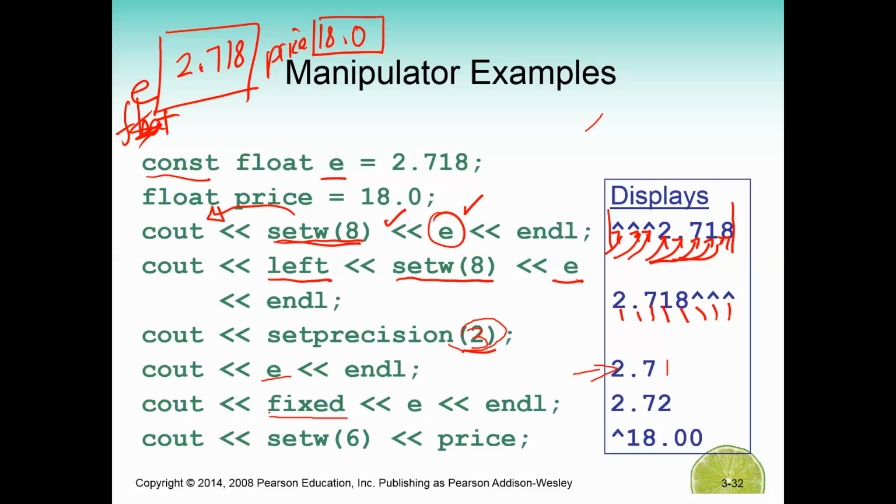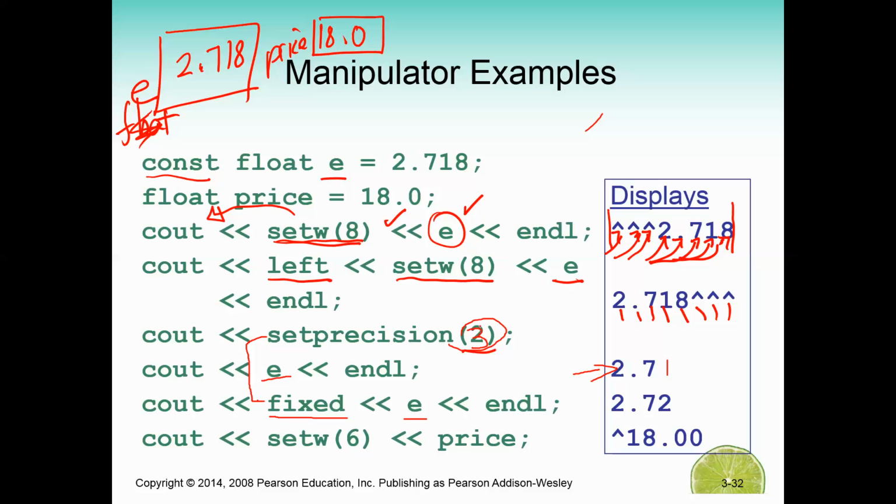Now I have the set precision and the fixed. And what happens is the computer is going to go back and say, okay, what was the last formatting that they gave me? And I'll keep that. It will always keep it. So in this case, we have set precision. It's still there. Fixed is the new one. And it's going to be E. We're displaying E again.